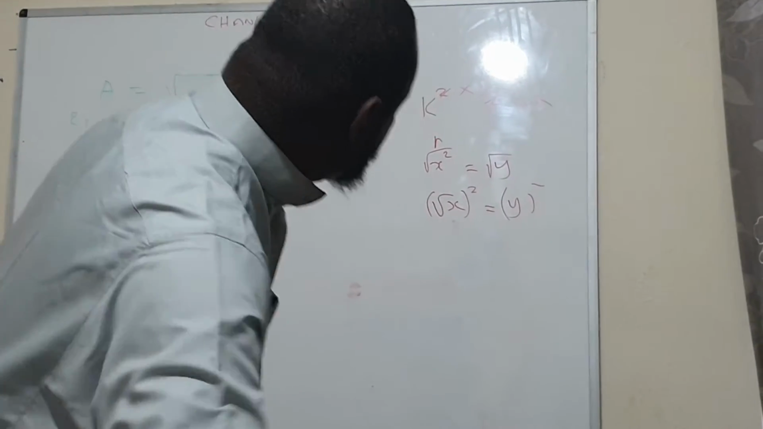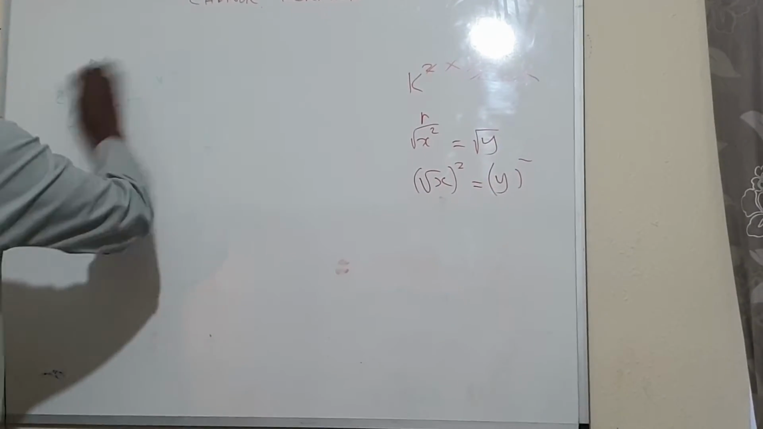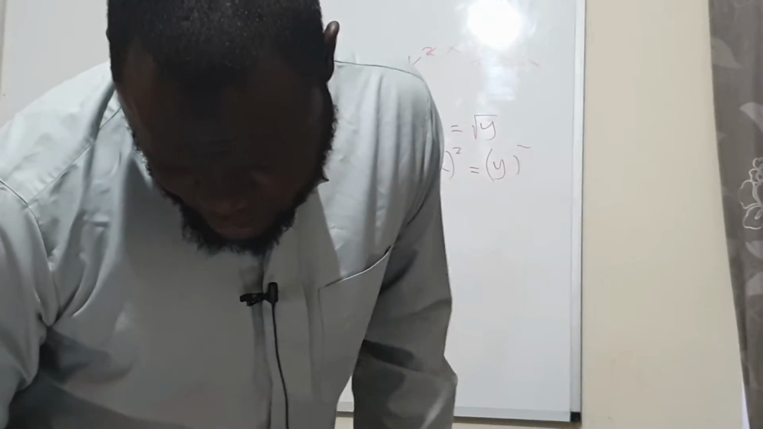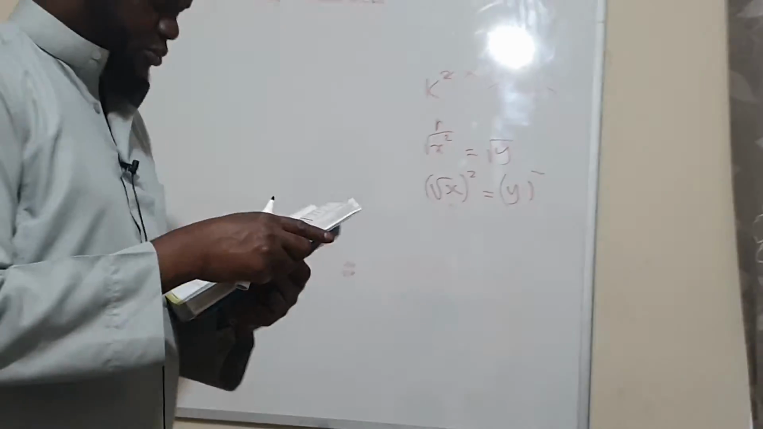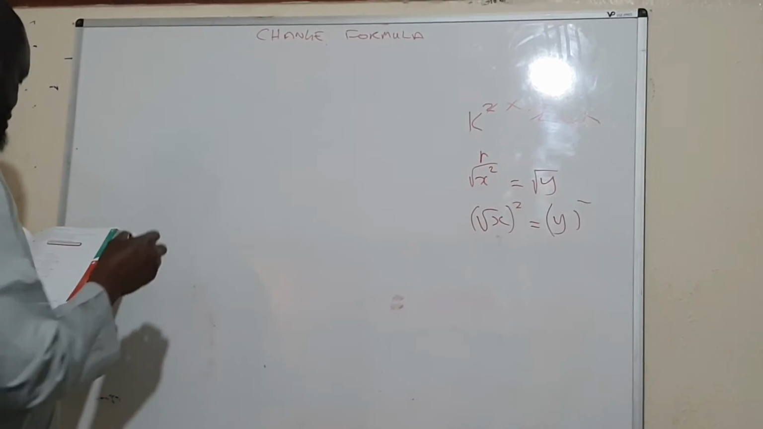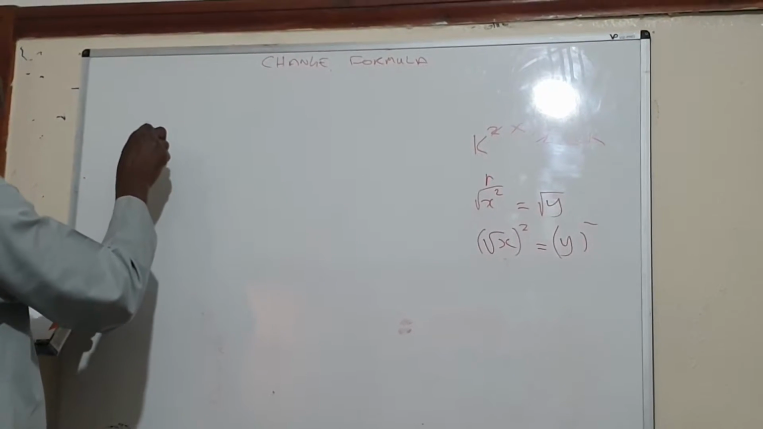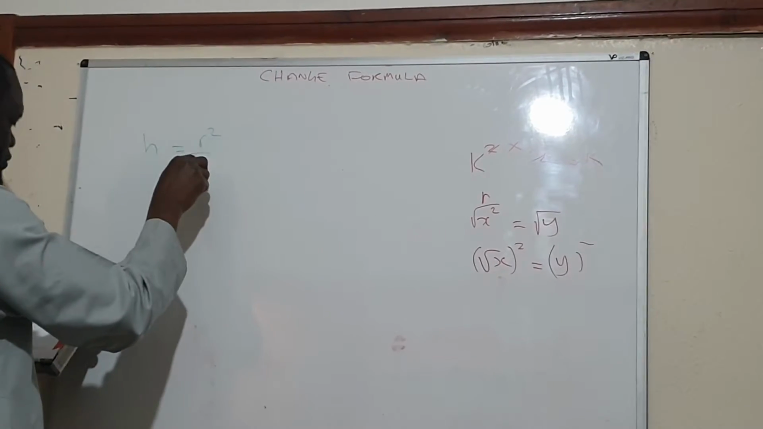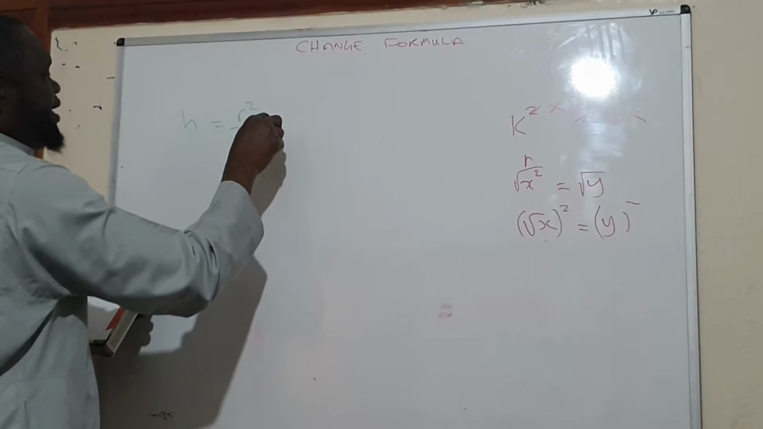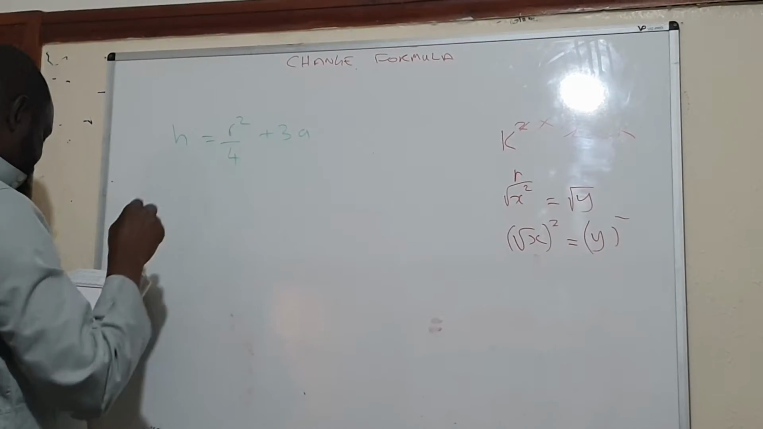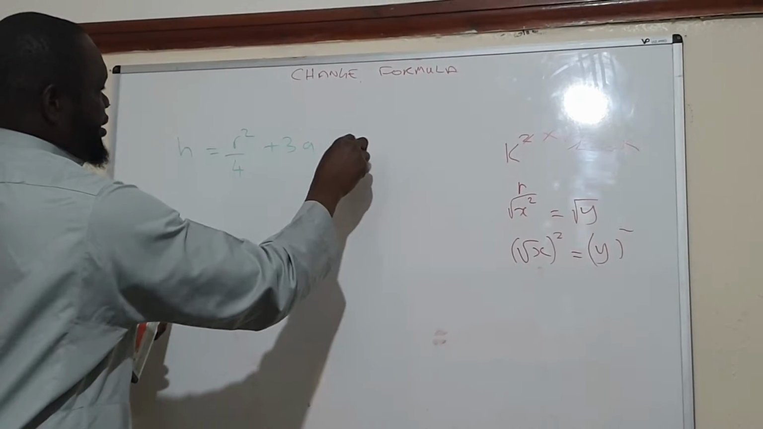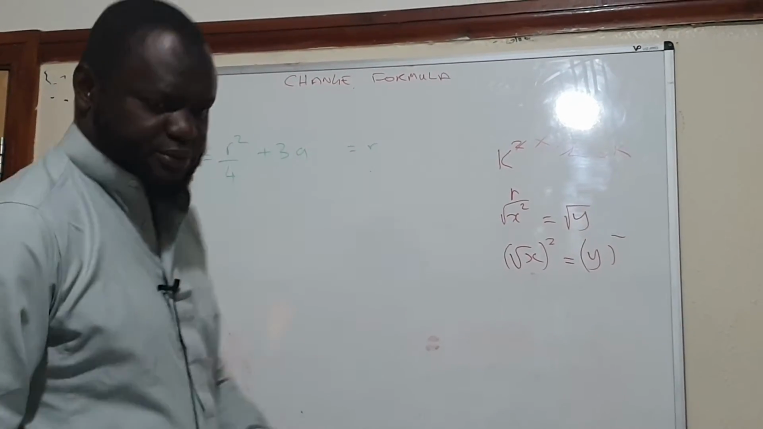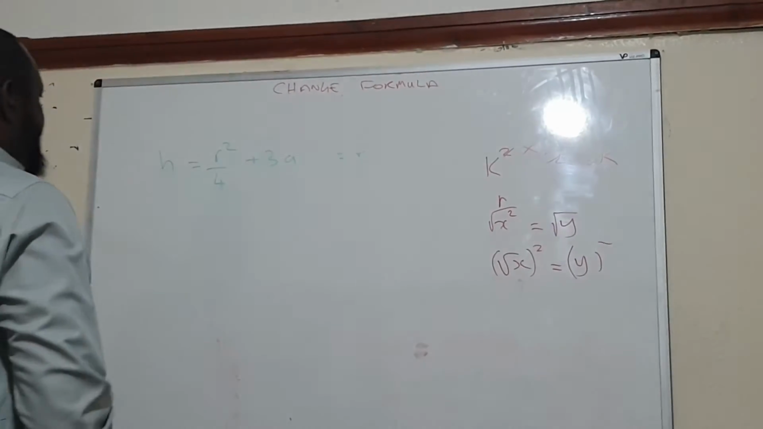Okay? All these are not difficult. They are all simple. Okay? What looks like a complex one? Question 8, yes. H is equal to R square over 4 plus 3A. And we also want to make R the subject, okay? R. We want to make R the subject. Now let's look at it together.